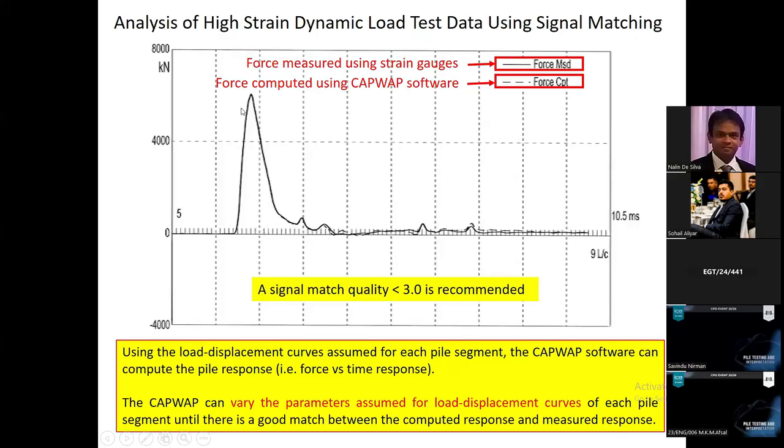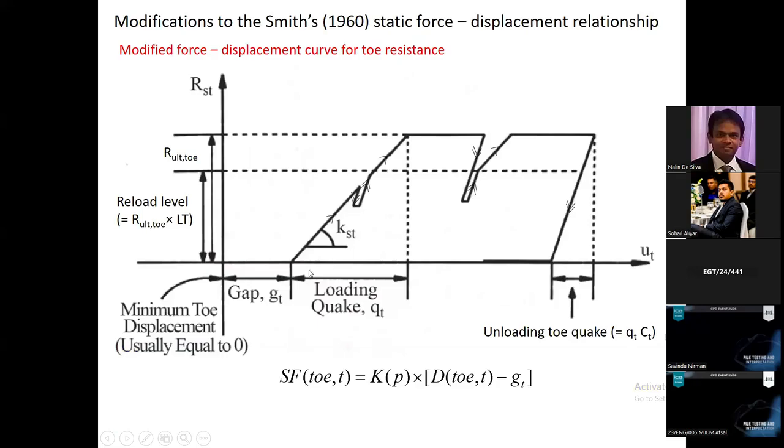You have to, after the test, take the wave records to the office and do this. It takes some time. Once this is done, there's a perfect match between the computed one and the measured one. The computed one is first computed using CapWeb software. Now you have finalized these values.